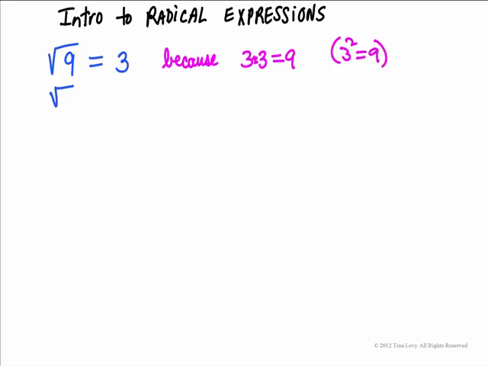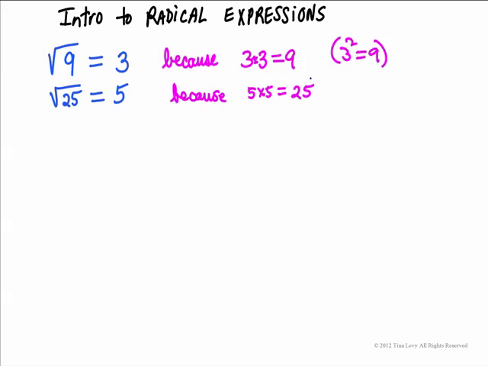Similarly, if I say square root of 25, we know that this is 5, and the reason is, again, because 5 times 5 is 25.